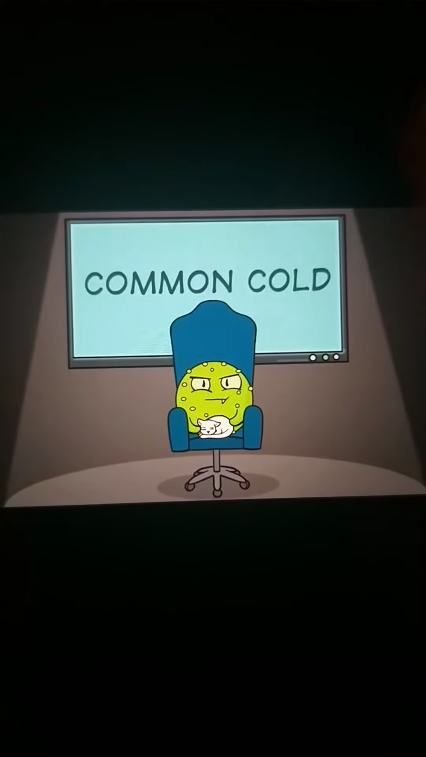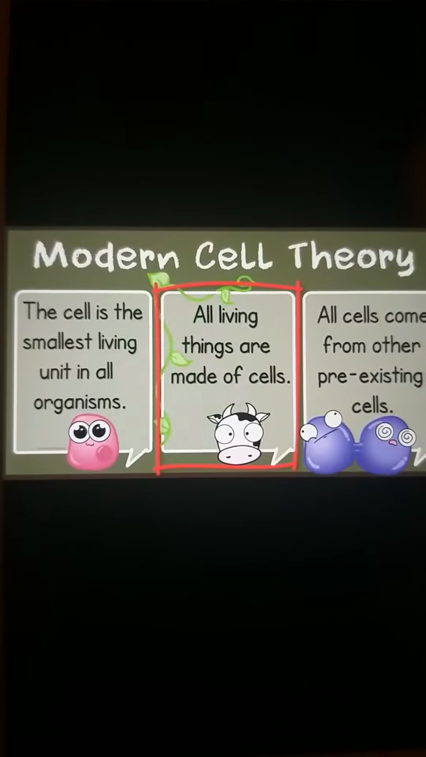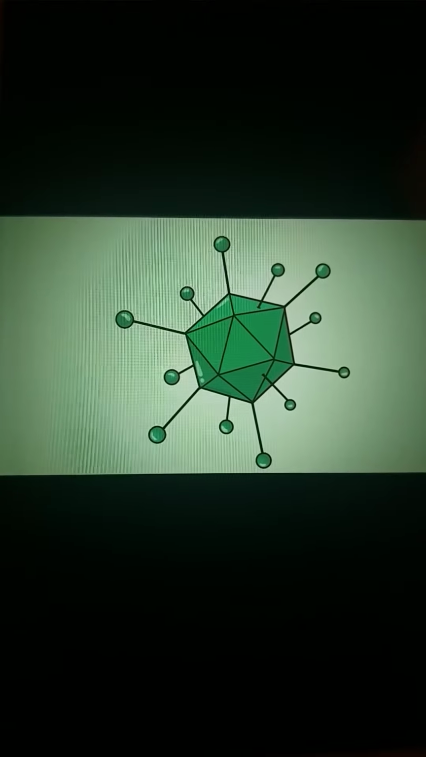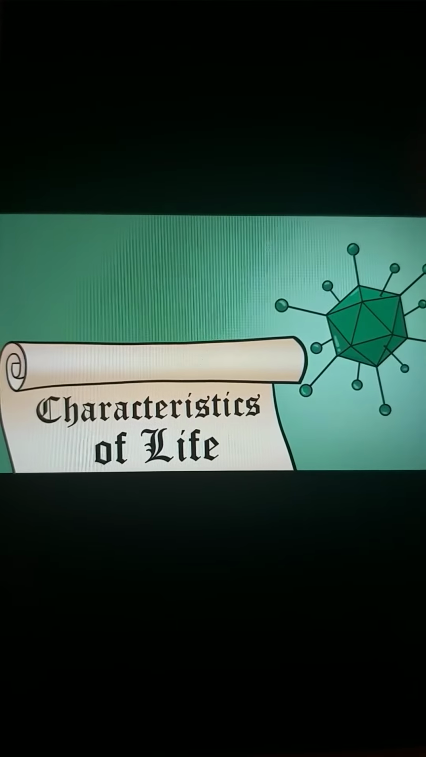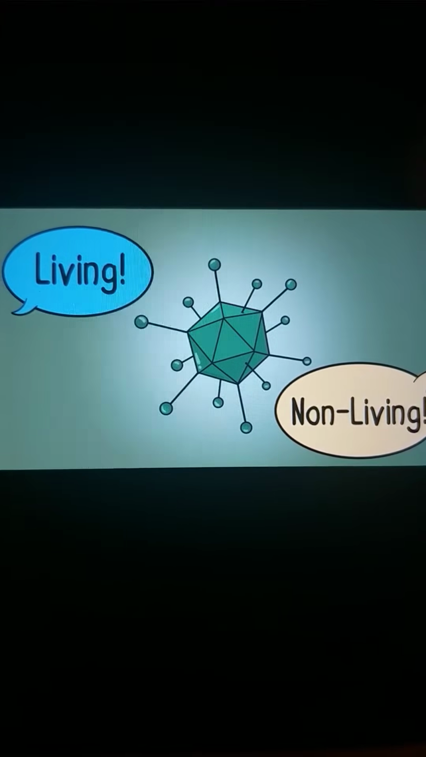A virus. The common cold is caused by a virus. While all living things are made of one or more cells, see the modern cell theory, viruses are not cells. Viruses aren't technically classified as living things since they lack many characteristics of life. But there is some debate in calling them non-living as well.